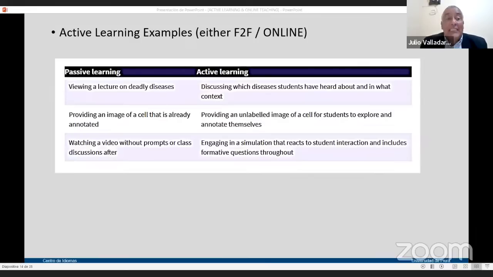You know? In passive learning, providing an image of a cell that is already annotated. So provide an unlabeled image of a cell for students to explore and annotate themselves. So they have to write about the cell.